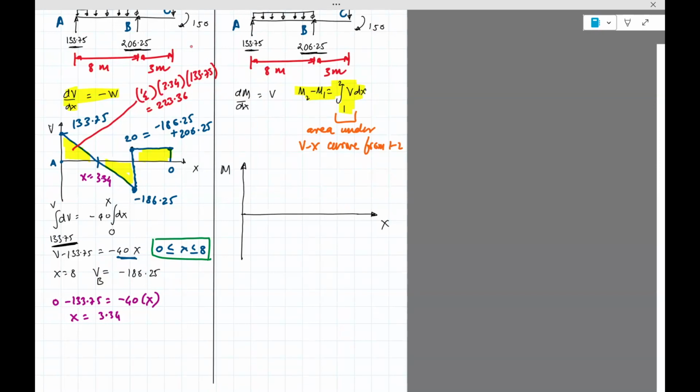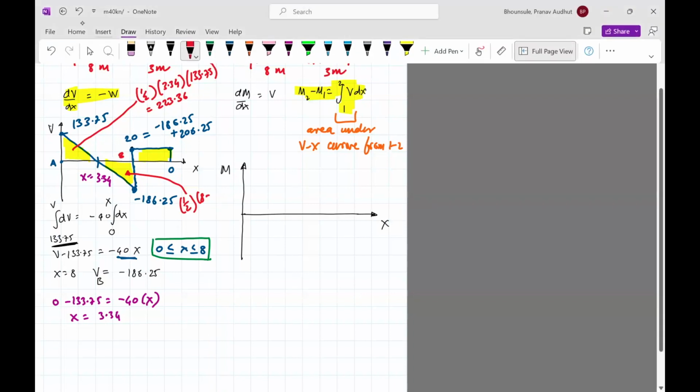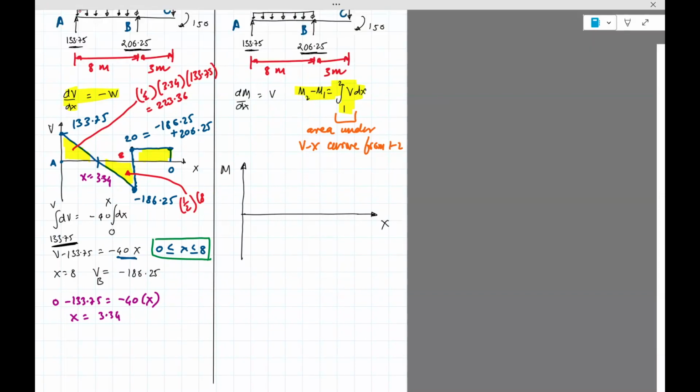Next, we look at the area under the curve for this part. Again, half base times height. The base is now 8 minus 3.34.